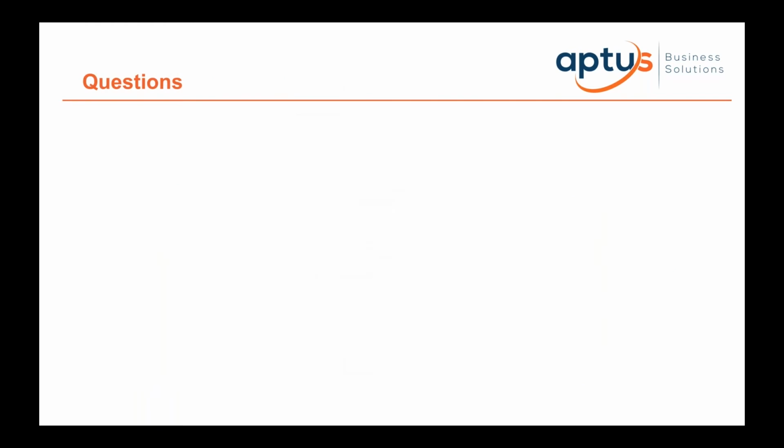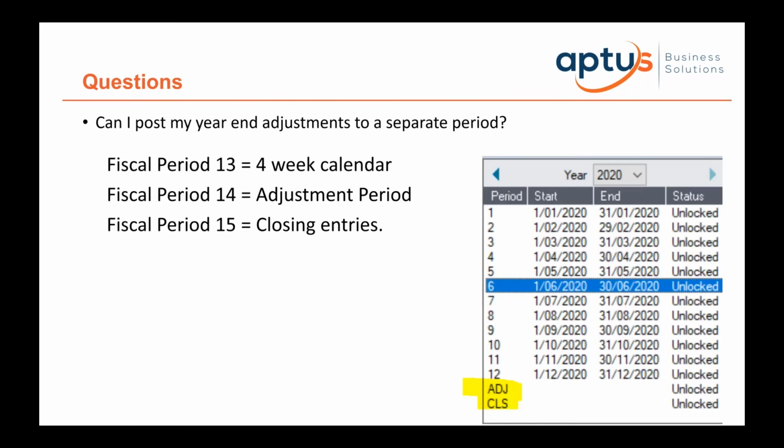Okay, the next question, can I post my year-end adjustments to a separate period? So you may or may not know, but Sage 300 functionality supports a number of periods. And fiscal period 13 is reserved for when you're using a 4-week calendar. So traditionally, I see most of our clients use just 12 fiscal periods. Fiscal period 14 is the adjustment period that can be used for adjusting entries. And fiscal period 15 is used by the system to do the closing entries.